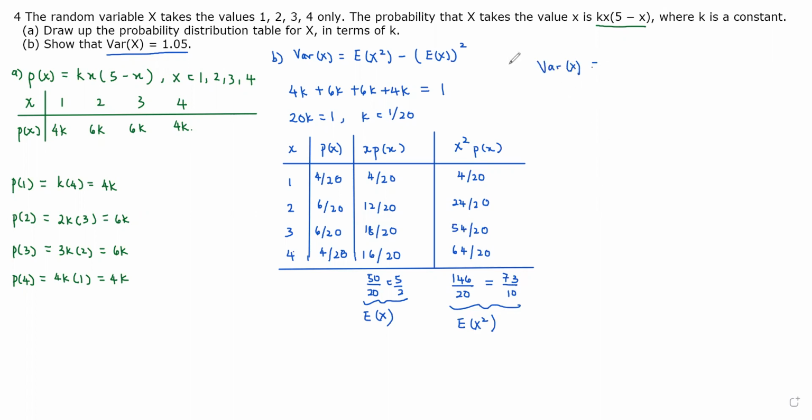The variance of x is the expected value of x squared, which is 73/10, minus the square of the expected value of x, which is 5/2 squared, and that is 1.05.